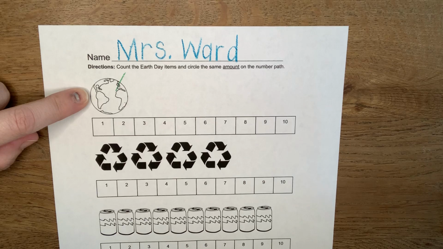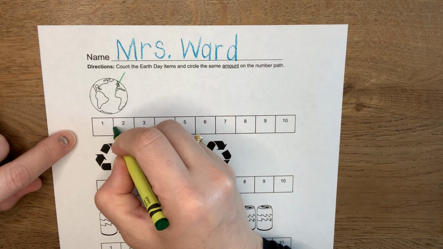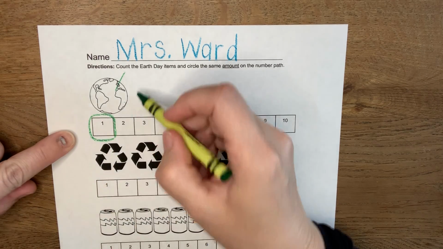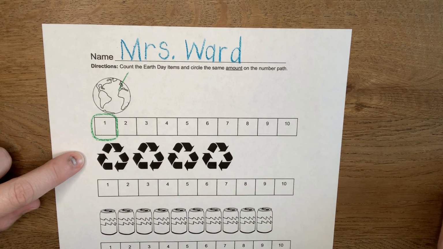1. Oh, I counted and marked 1 Earth. We only have 1 Earth, and that's why we need to take such good care of it. Now let's count out 1 on our number path. Ready? 1. Oh, I'm going to draw a loop around 1 square because we only have 1 Earth. Great, good job.